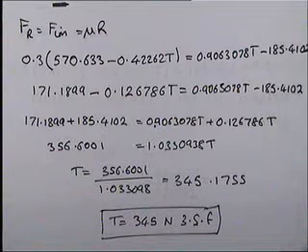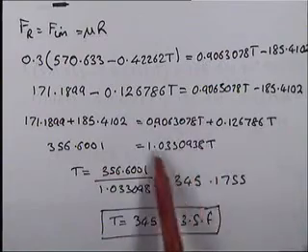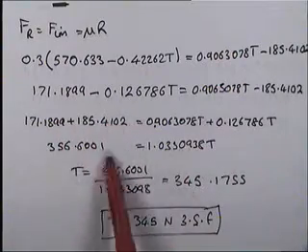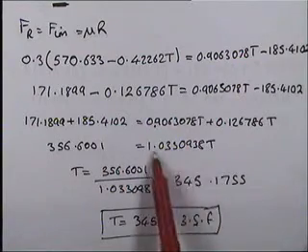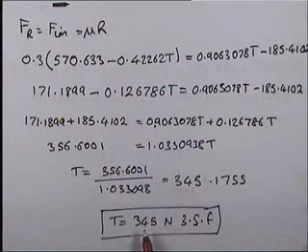And this is the last few steps of the problem. These two coefficients added together give that, so it's that lots of t. These two added terms together give that, and then we divide through by the coefficient of t, and we get the tension is 345 newtons to three significant figures.